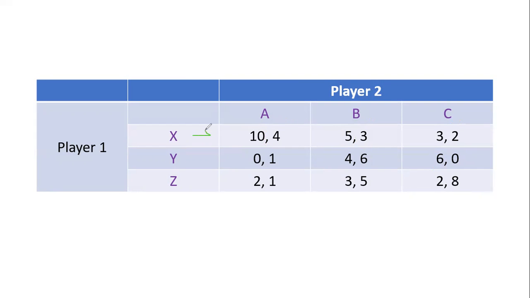If player 1 plays X, player 2 should play A because it gives him the highest reward. If player 1 plays Y, player 2 should play B because this gives him the highest payoff.